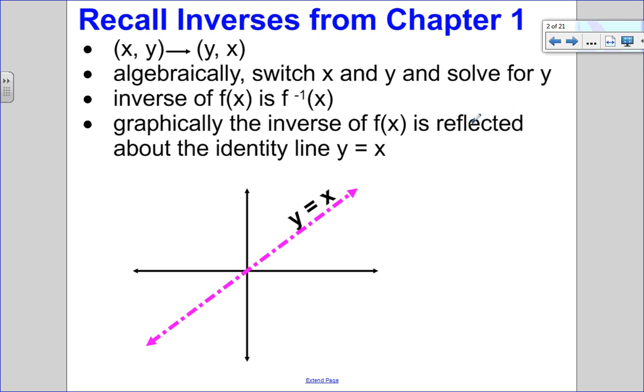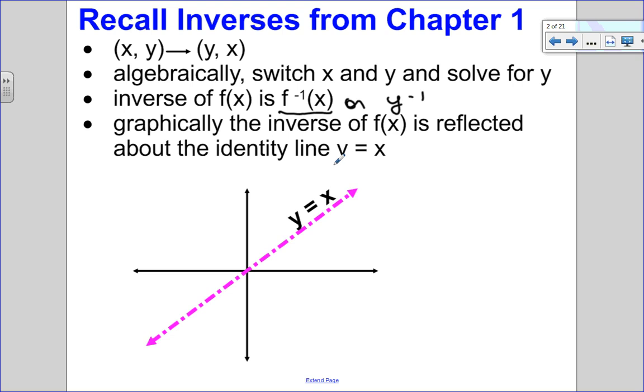Now, if the inverse is a function, we use function notation, f inverse of x, or if it is not a function, I just use y inverse. Now, graphically, the inverse of f of x is reflected about the identity line.